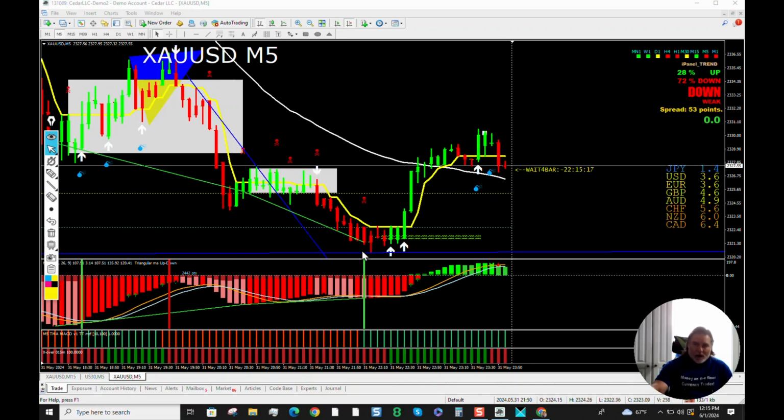And then you would continue on your way down, and after this time you would exit, or you would exit here once you realize you're sideways, and then go ahead and re-enter and make the rest of it down. It's however you would like to do it, but this is just an impulse, correction, impulse, or a flag pattern as you see it here.